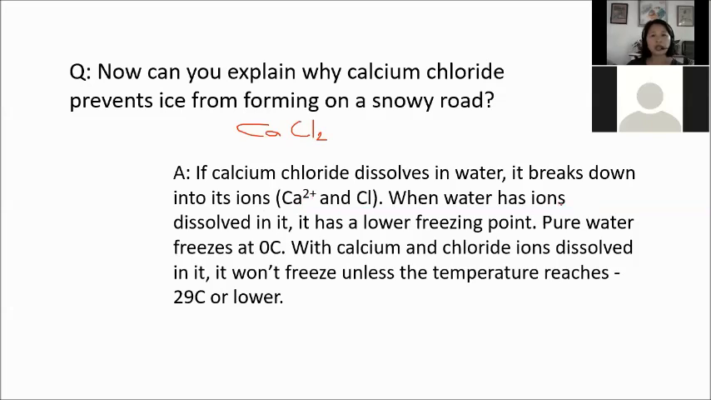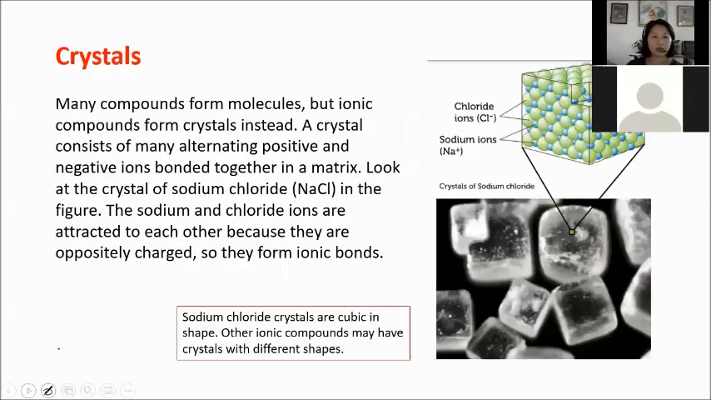So when water has ions, it has a lower freezing point. Pure water freezes at 0 degrees Celsius. With calcium chloride ions dissolved in it, it won't freeze unless the temperature reaches negative 29 degrees Celsius or lower. So that is why CaCl2 prevents ice from forming on the snowy road.